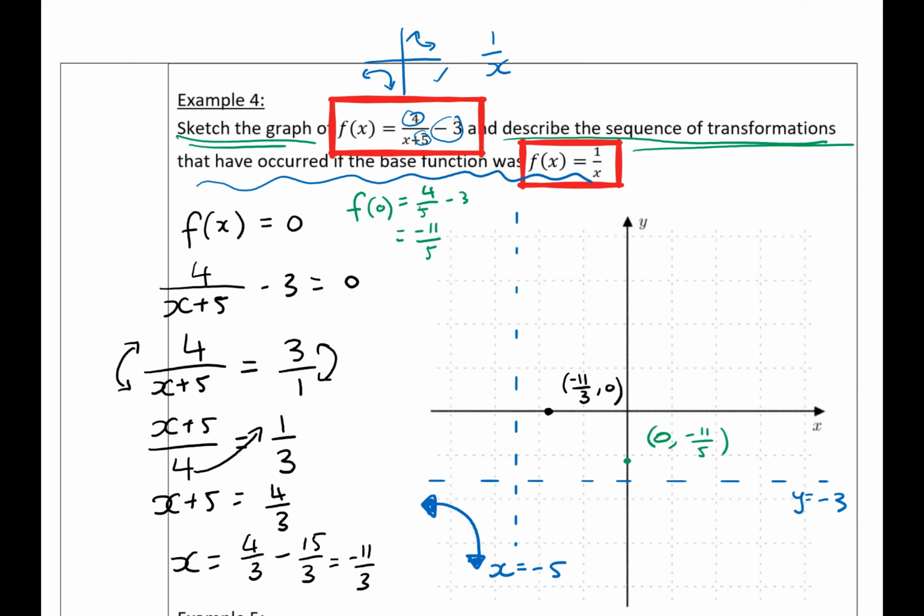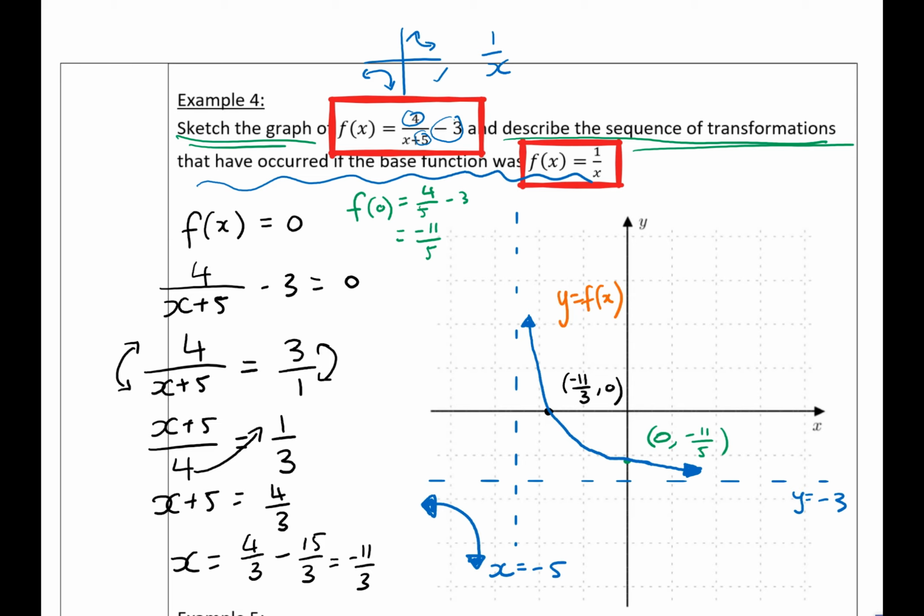I'll join up my shape. Try to be a little bit more consistent. It's a bit hard with the digital pen here, but that's about close enough. So I've sketched this graph. I've labelled some critical points. I'll label the graph itself and say y equals f of x.